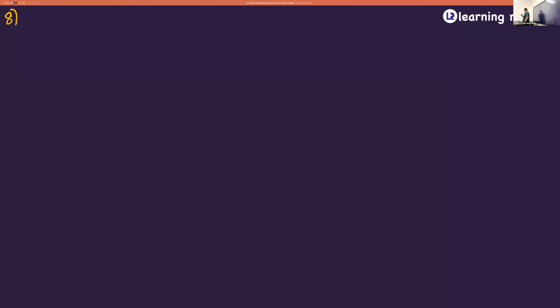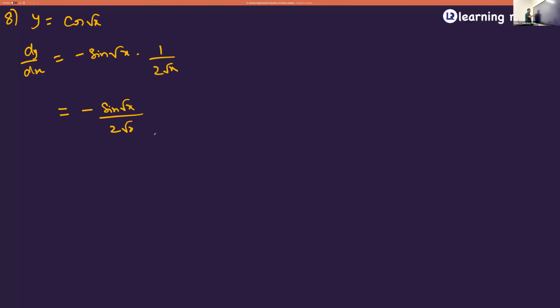Okay. So y is equal to cos root x. Simple, no? So dy by dx is, into, that's it. So minus sine root x divided by 2 root x. That's the answer. It's simple.